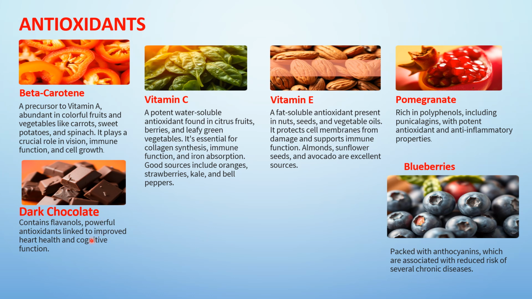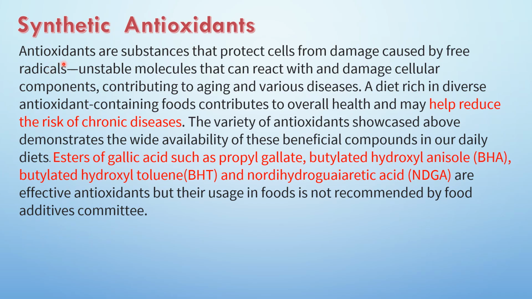Next is dark chocolate and it contains flavonoids. It is a powerful antioxidant. It is linked to improved heart health and cognitive function. So as we've seen earlier, antioxidants are substances that protect the cell from damage caused by free radicals, which are unstable molecules. These unstable molecules damage cellular components, which can contribute to aging and various other diseases, especially chronic diseases. So a diet rich in diverse antioxidants will contribute to overall health. So definitely it will help to reduce the risk of chronic diseases.